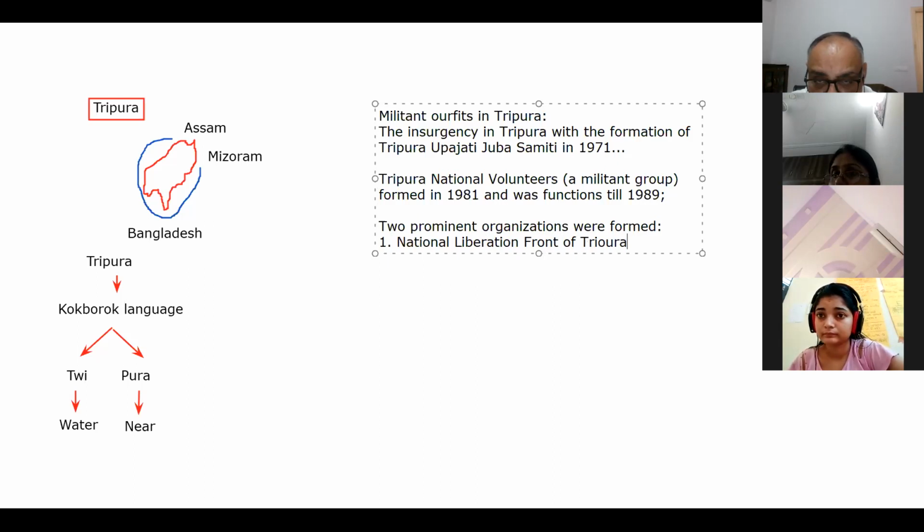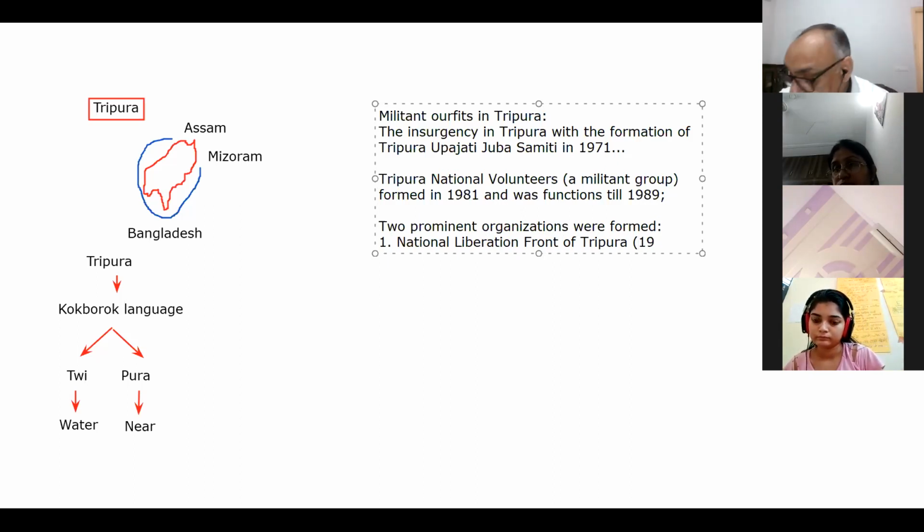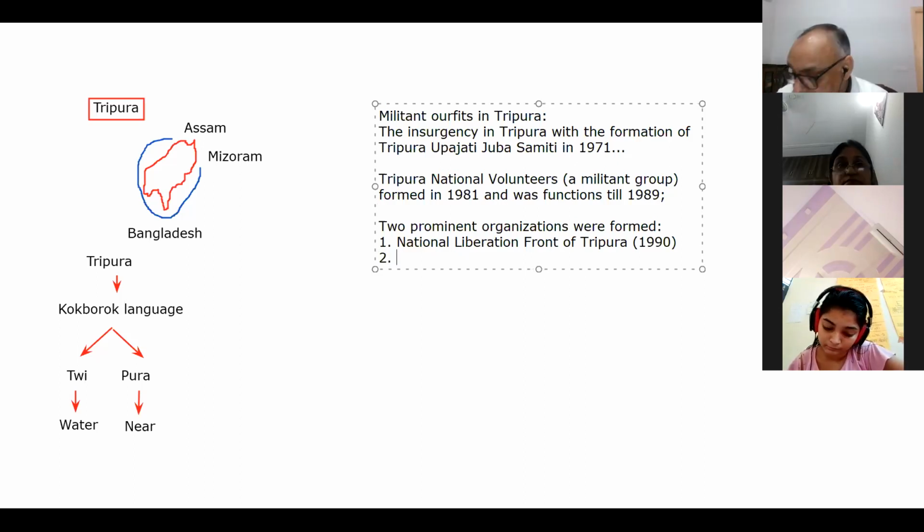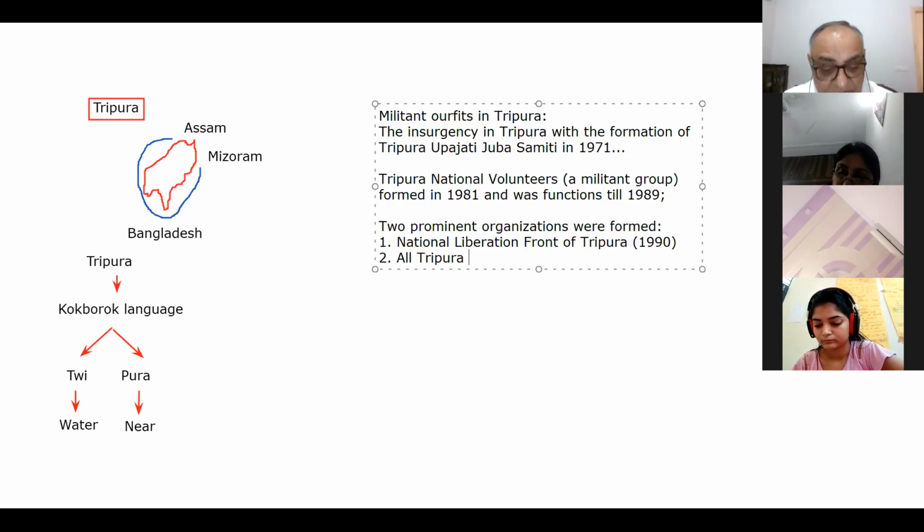So that was one organization which was formed, right? National Liberation Front of Tripura, which was formed in 19, you can say 90 के आसपास ये बना था, right, 1989 से 90 में बना था. And the second group which was formed, that was the All Tripura Tiger Force. So this was the second group which was formed, right.